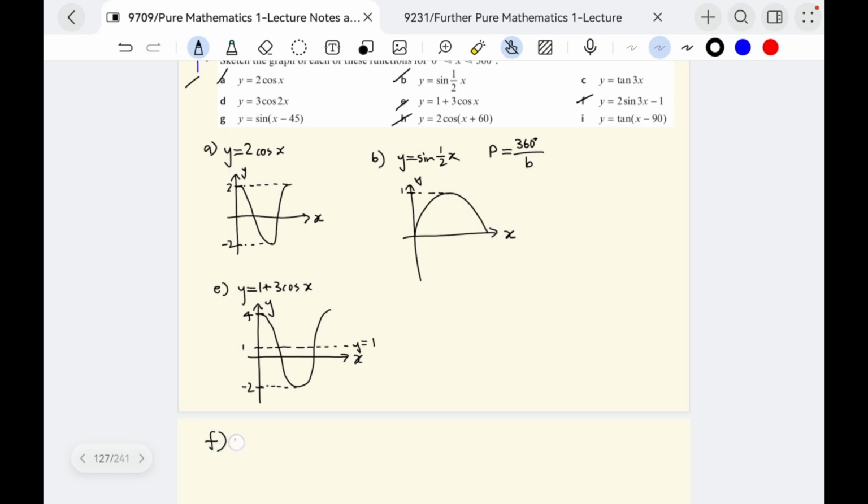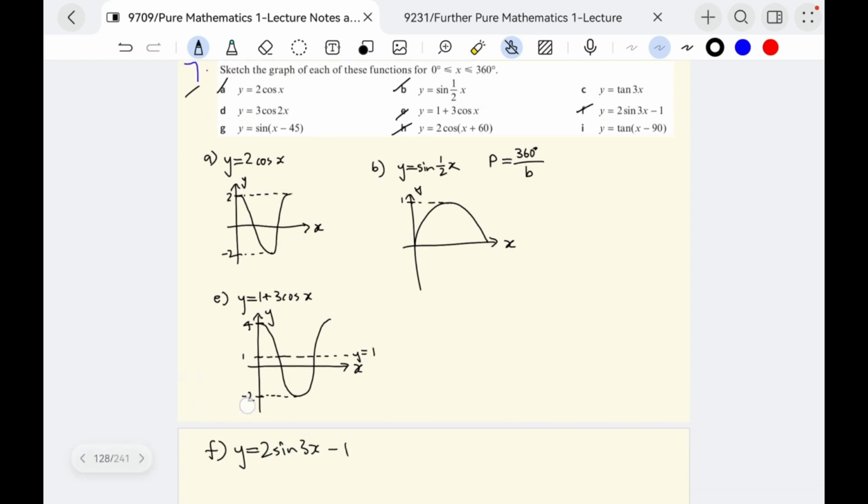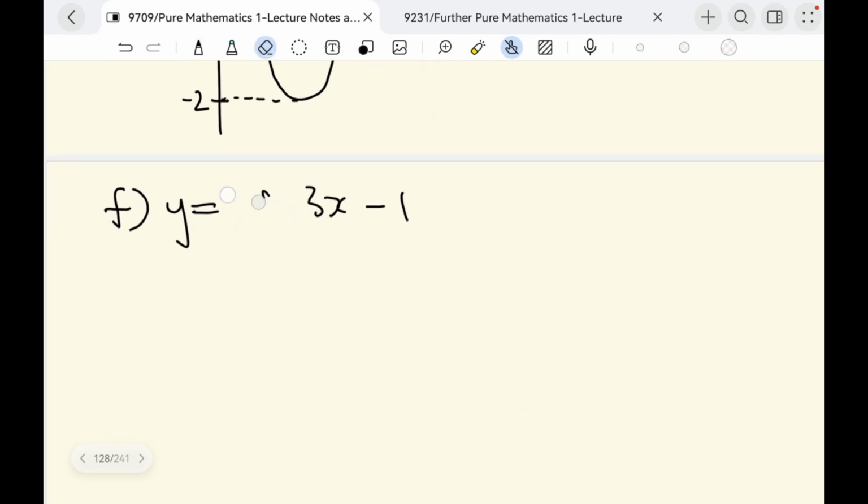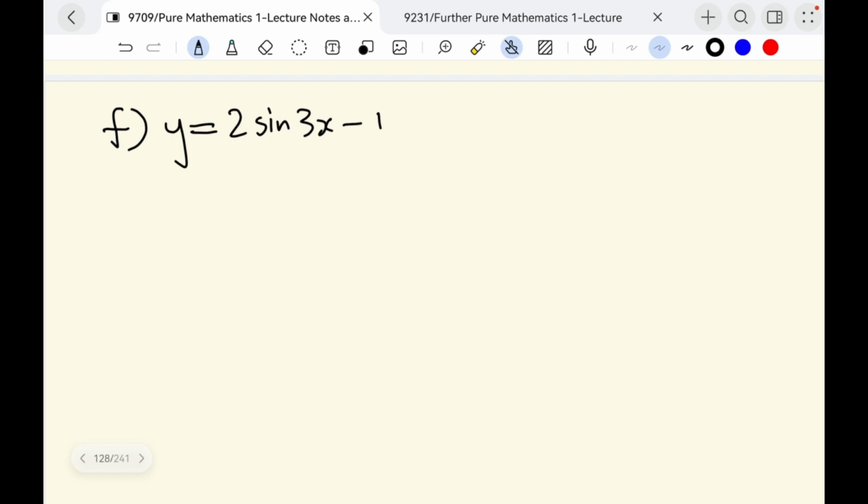Okay, for part F, y equals to 2 sine 3x minus 1. Apologize for my chaotic words. So, sine 3x, what does it mean? It means that it requires 3 cycles to reach 360 degree. So this is the stretch in x direction with scale factor of 1 over 3. So which means that for the original sine graph, each x coordinate must be divided by 3. This is how it works.